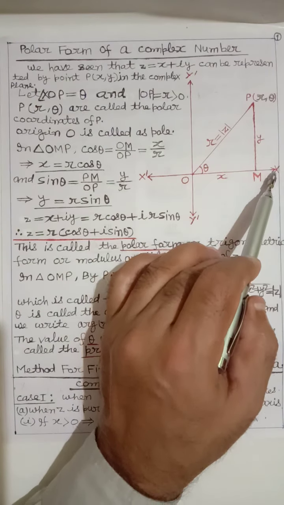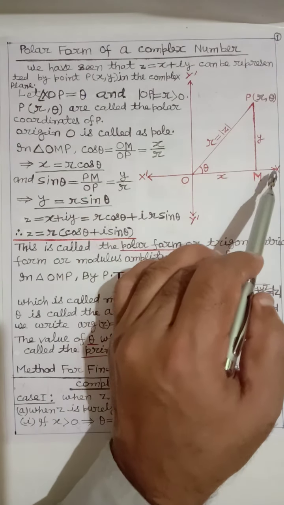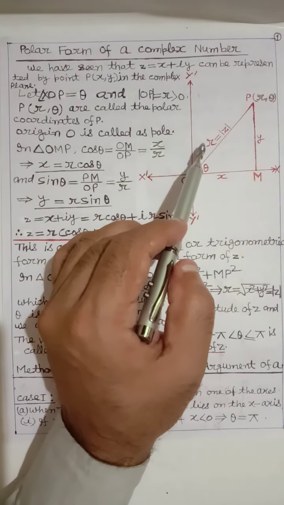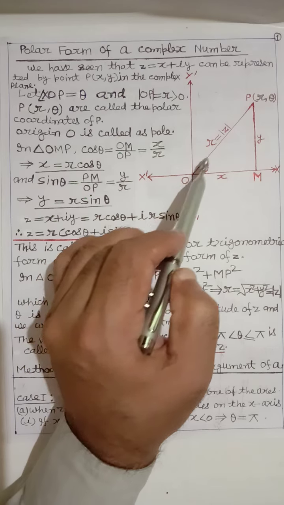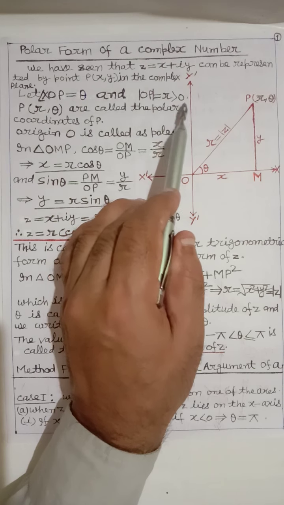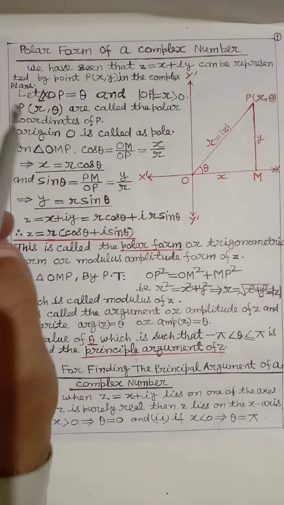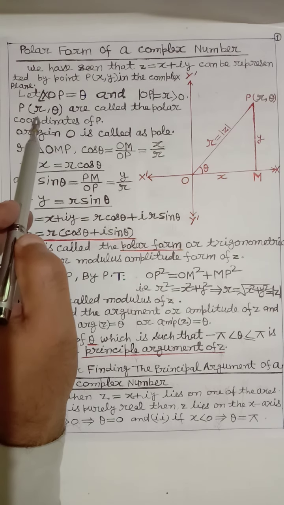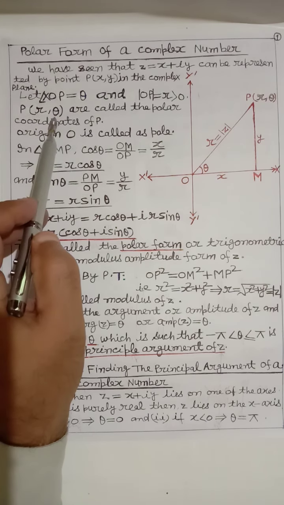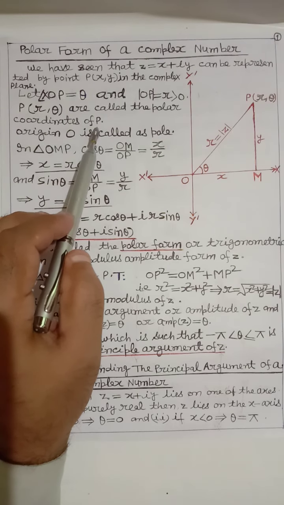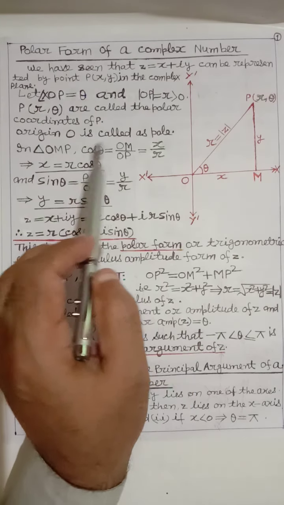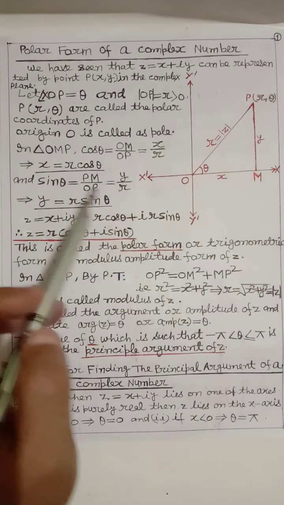Suppose that angle XOP is equal to theta and mod of OP, this length, is equal to r, which is greater than 0. So (r, theta) are called the polar coordinates of the point P. Origin O is called the pole.